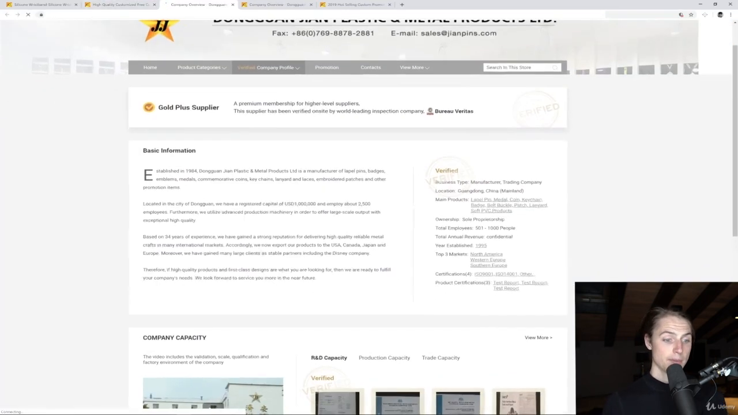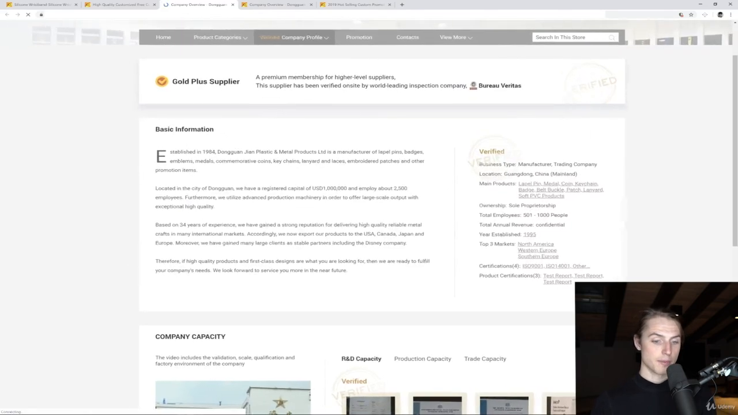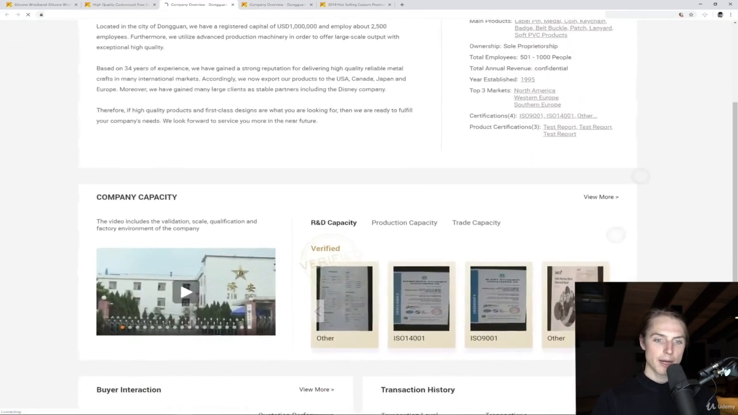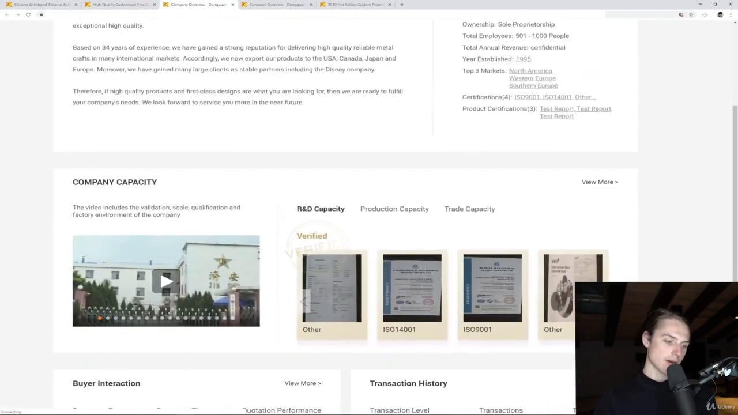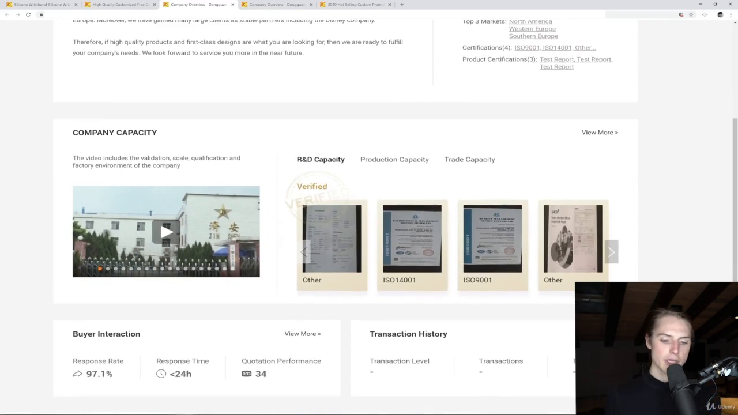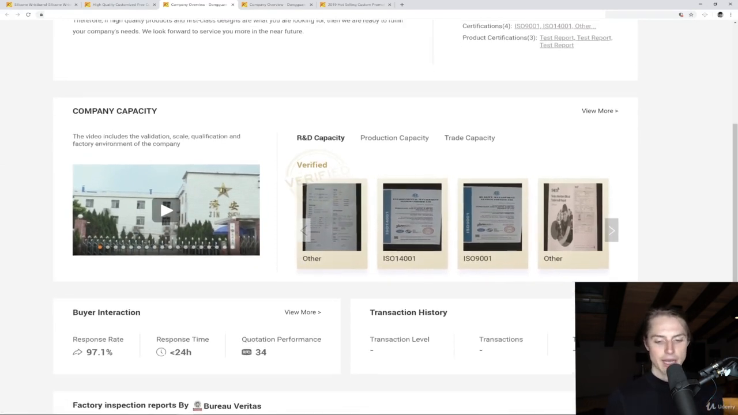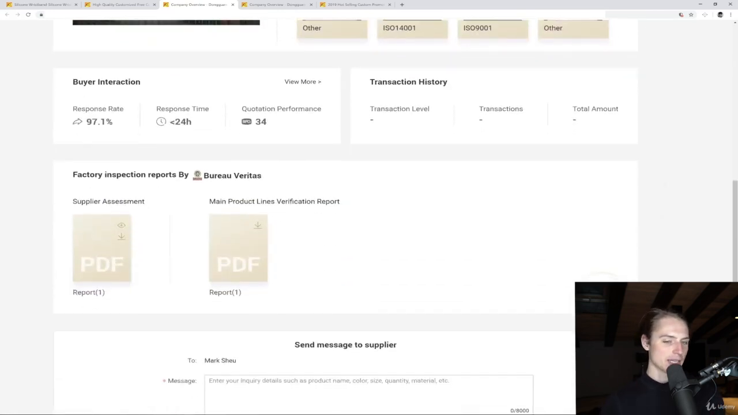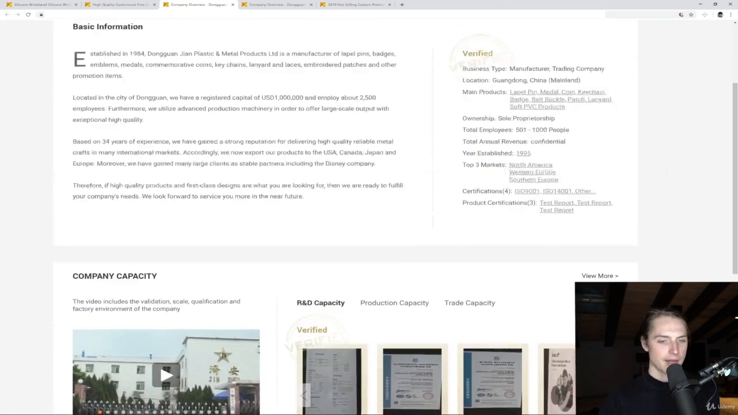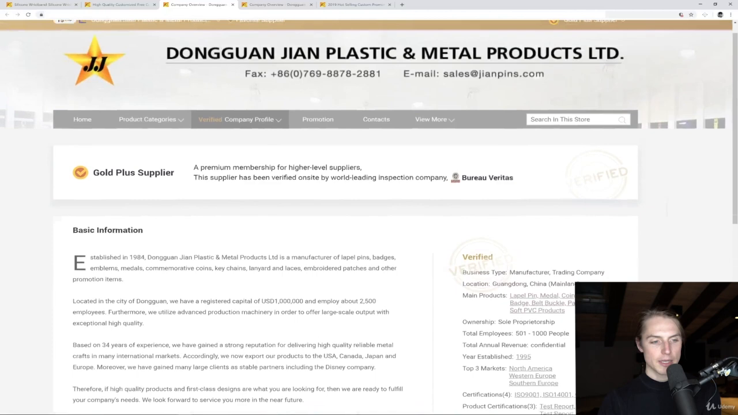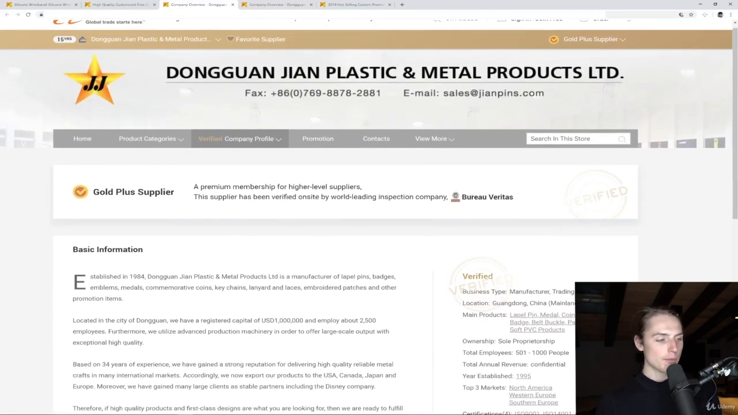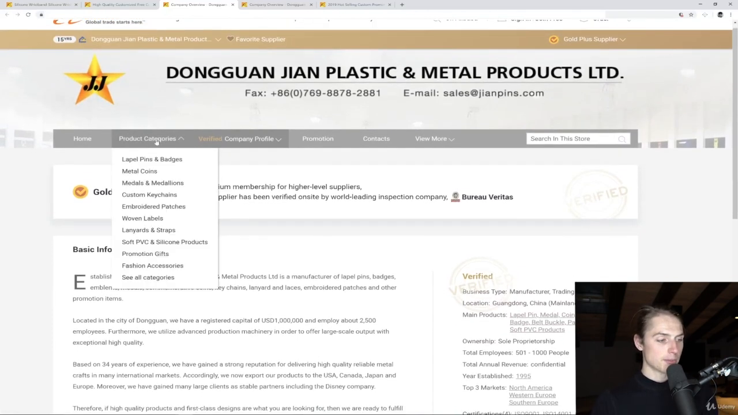Now, they've been verified by a world-leading inspection company. Their main products. So what are the goals here? Sometimes they can show certifications, but I wouldn't look into that too much. Anybody could fake a certification, and this info isn't that important. What's most important is going to be the product categories.